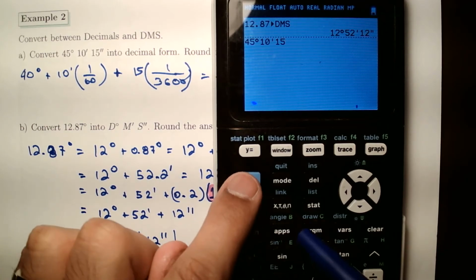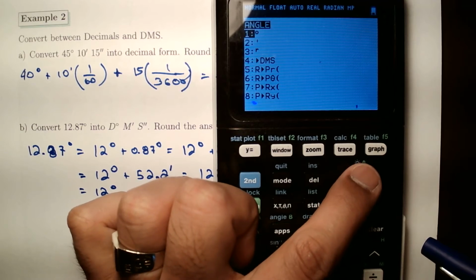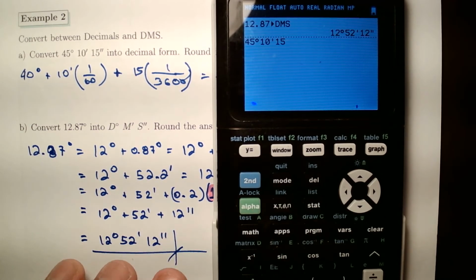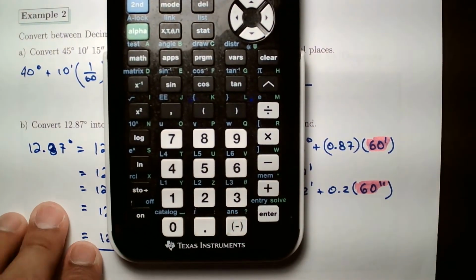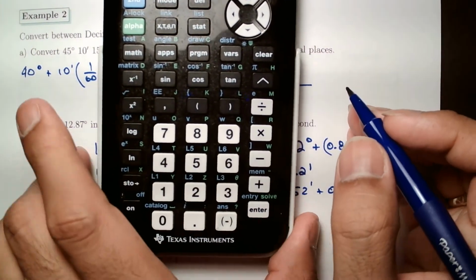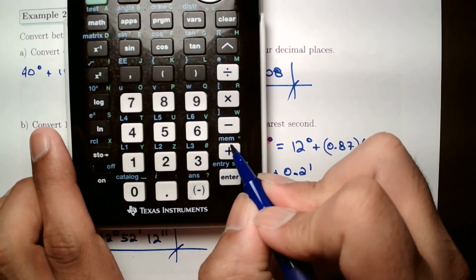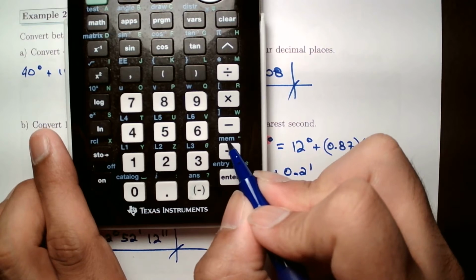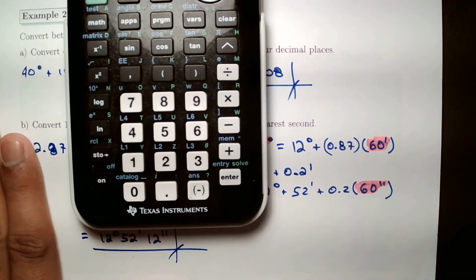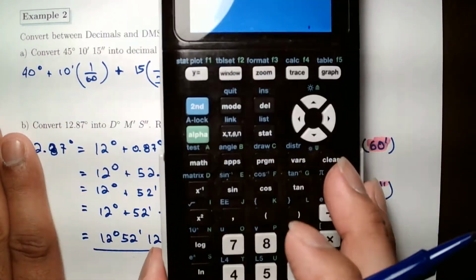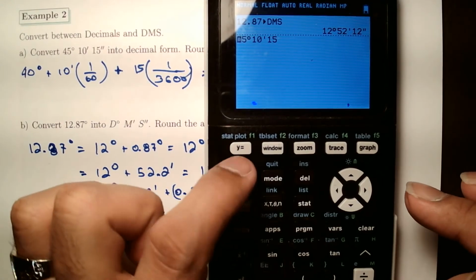The seconds are located somewhere else. Let me show you: second, angle. We don't have that double quotation mark. So we need to quit, and the quotation mark for the seconds is right here. It's kind of hard to see. It's where the plus sign is. We have the mem in blue and these quotation marks in green. Because this function is in green, I'm going to click alpha.